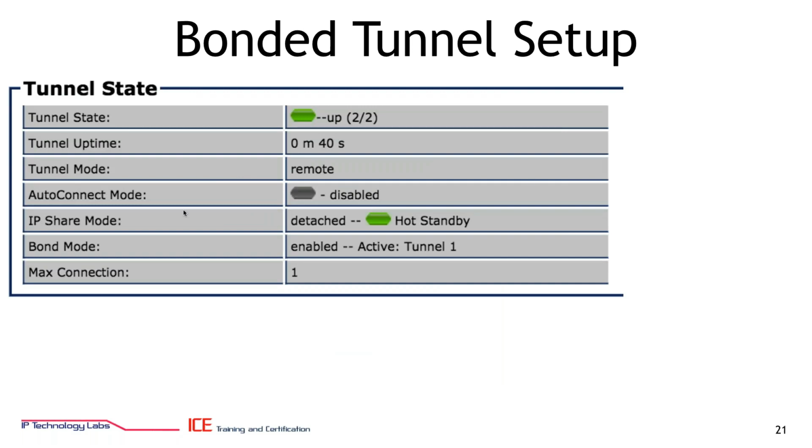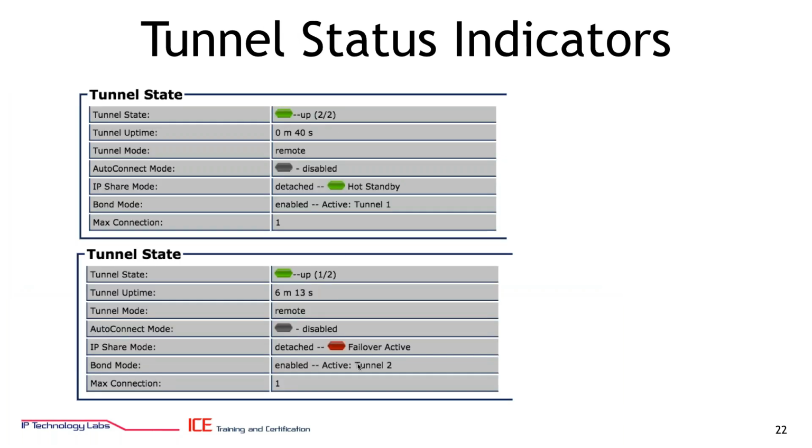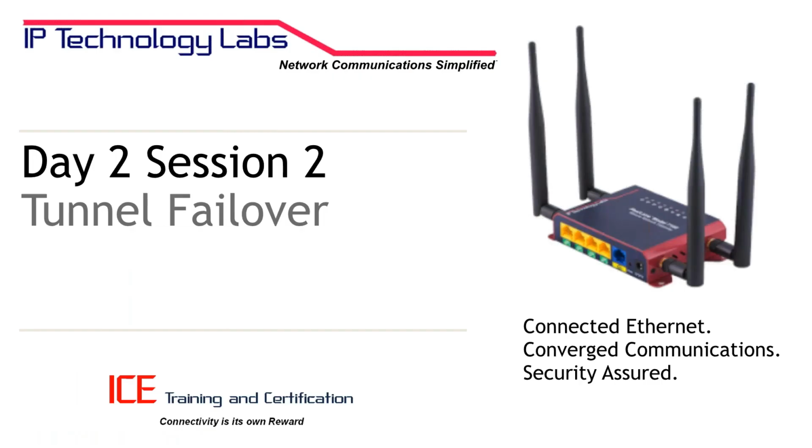Once the tunnels are established, it gives you system information. So we can see that we have 2 tunnels up out of the 2 tunnels that are configured. The bond mode is enabled. We're in a hot standby mode. If one of the tunnels drops, you can see we're in a failover mode. And it also shows you what your active tunnel is. So within the bond mode, my active tunnel is tunnel 1. If I go over into a failover, my active tunnel is tunnel 2. So which tunnel is active is telling you which data path the device is using to send traffic.